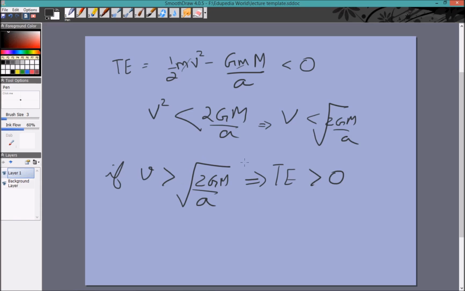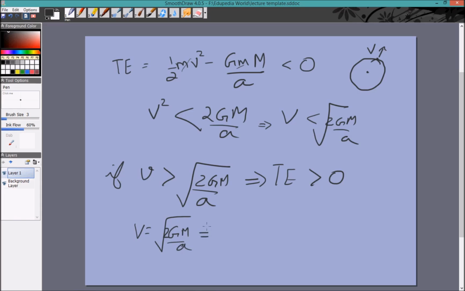So in this case, if we stand at the surface of the earth, also the surface of the sun, and we throw a particle with a speed v which is greater than root 2GM by a, then that particle will never ever return back to the earth. Right, that particle will continue moving on forever away from the earth. And the minimum speed with which this happens is root of 2GM by a.